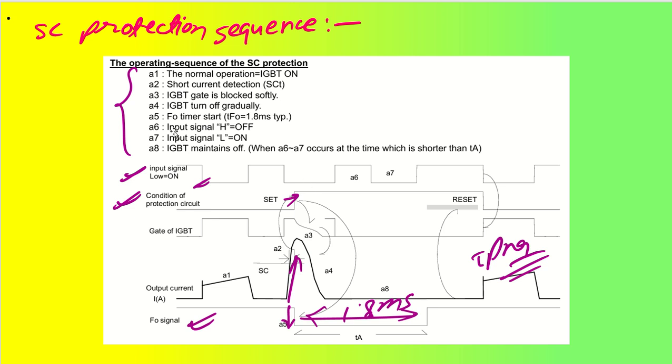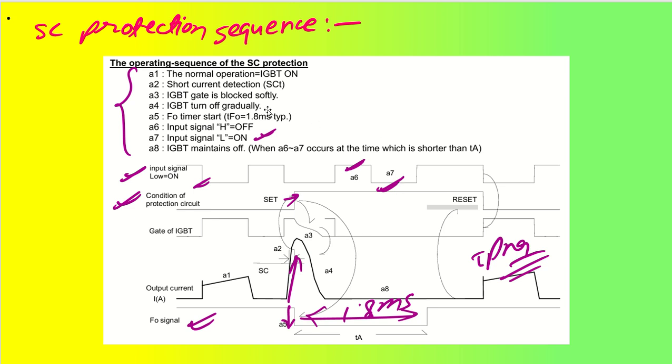Now you can see we have A6, which is the input high signal, which is off. So A6 is nothing but this. A6 is high, which is off, and A7 is low, which is on. So you can see A7 is on, because A7 cannot be off as it is taking the input. And we have A8, which will be maintained. So where is A8? This is A8, which will be maintained off, and that's how we are saving the IGBT from the short circuit event.